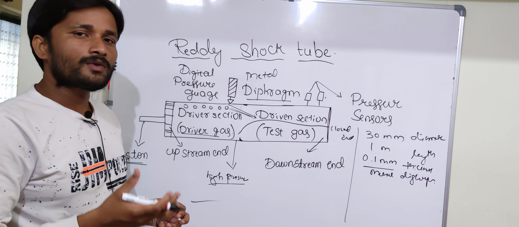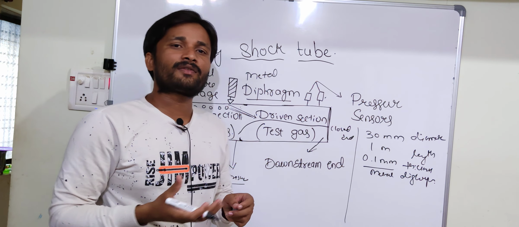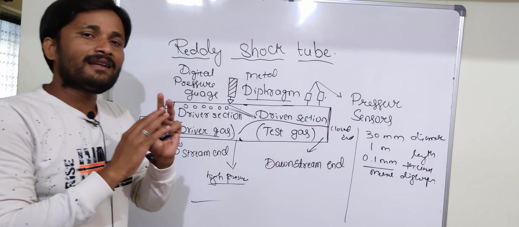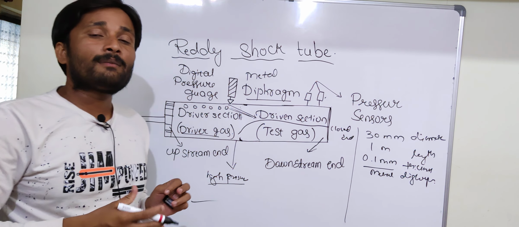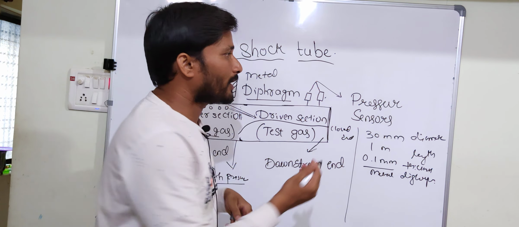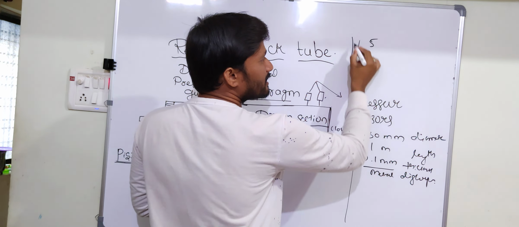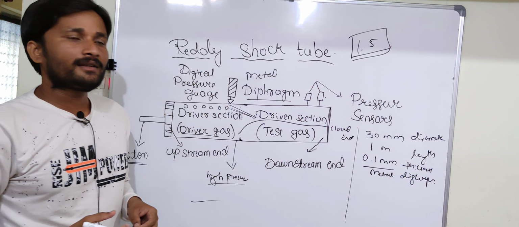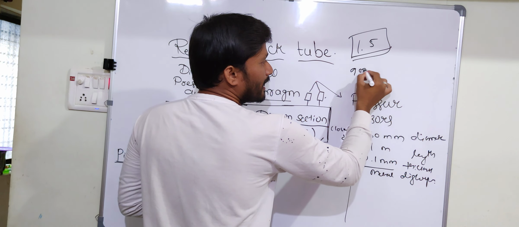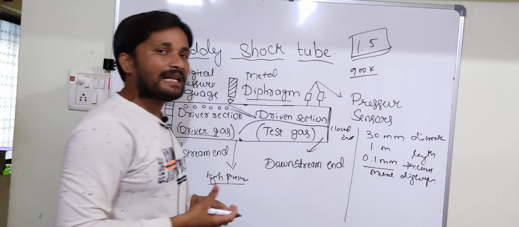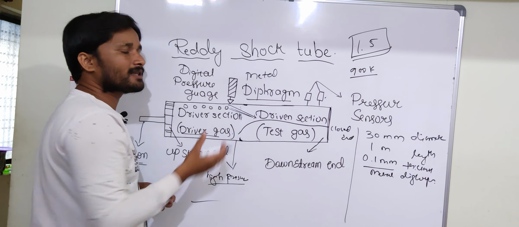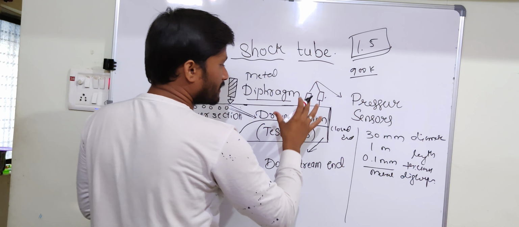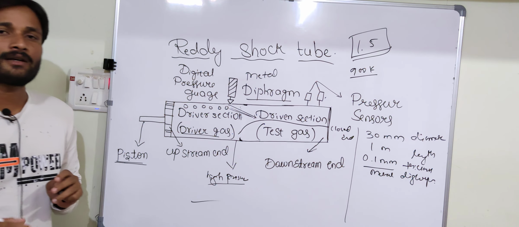Now if you want to see what the properties of the Reddy shock tube are: first, this is a hand operated shock tube. Second, this Reddy shock tube is capable of producing Mach number 1.5. You have to note this Mach number, they produce 1.5 Mach number. And third, 900 Kelvin. A temperature of 900 Kelvin is easily obtained by using this Reddy shock tube. These are the important properties of this Reddy shock tube.